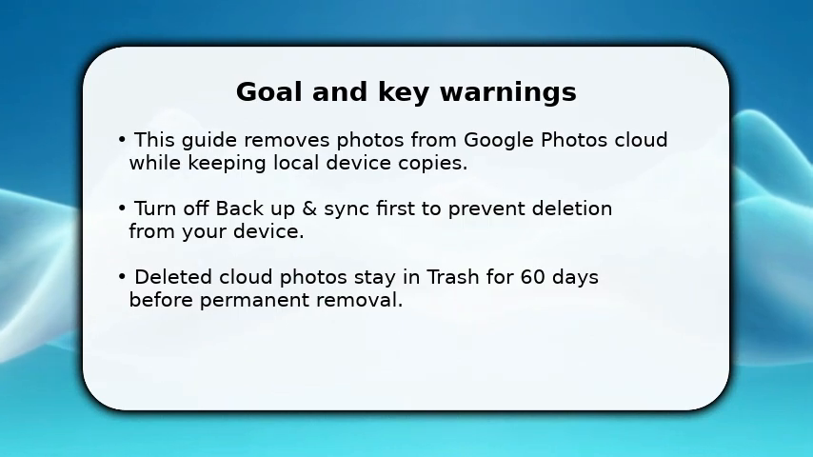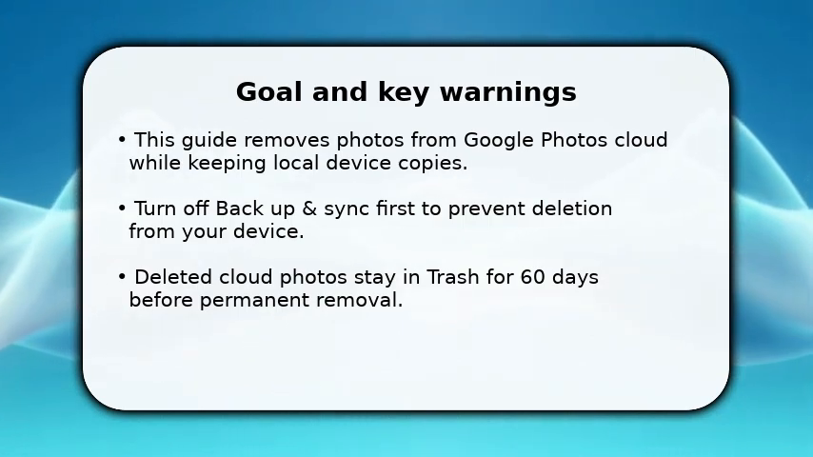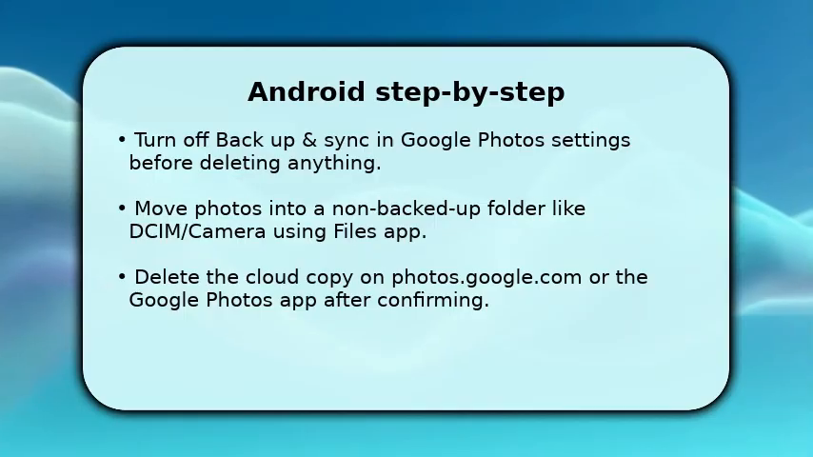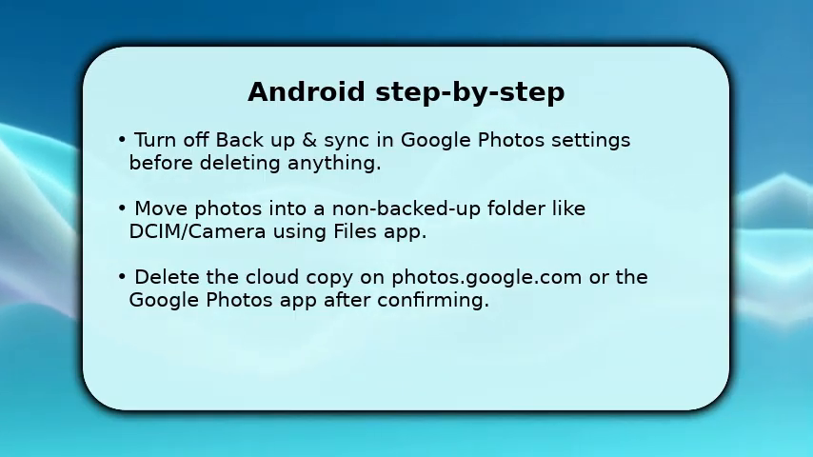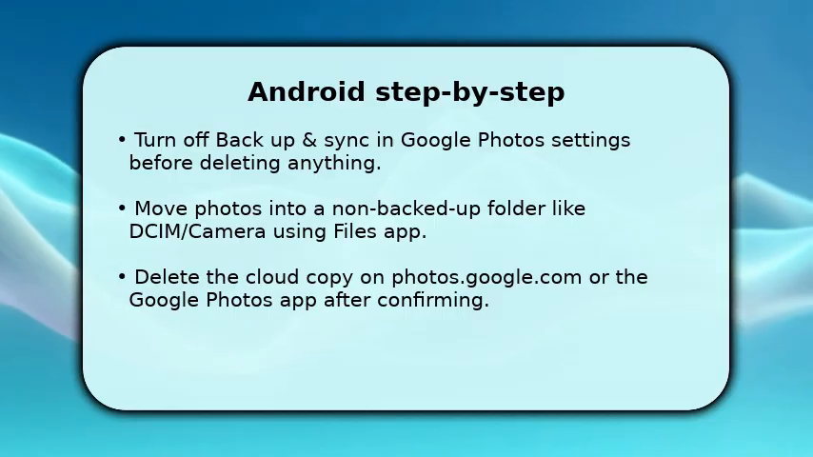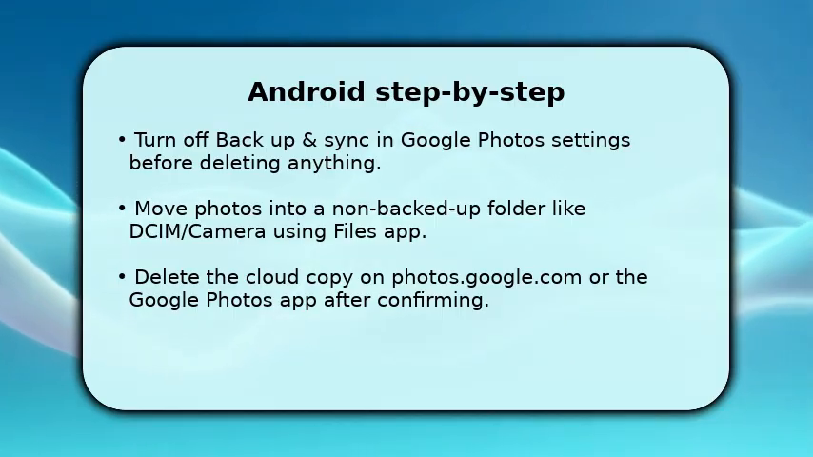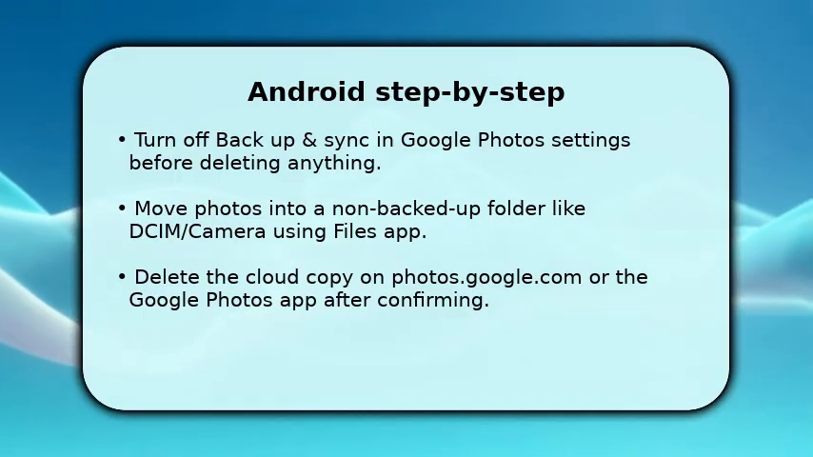Open the Google Photos app and tap your profile picture to open settings. Turn off backup and sync to stop cloud changes from affecting your device. Use the Files or Gallery app to copy photos into a non-backed-up folder like DCIM/Camera. Confirm the copied files exist and open correctly on the device.